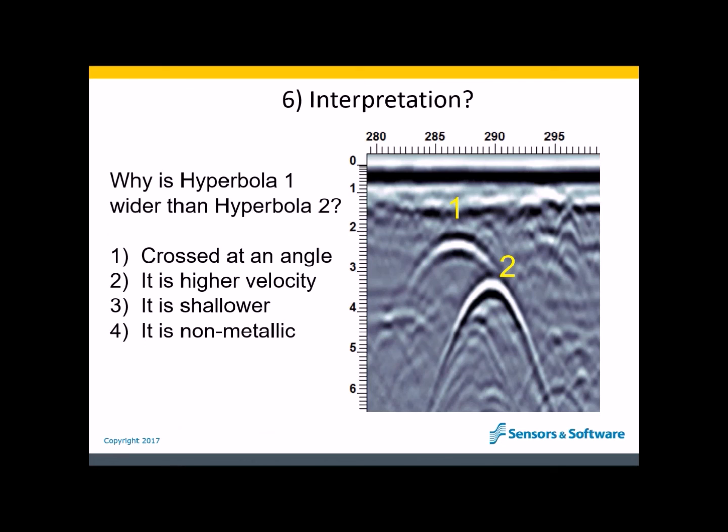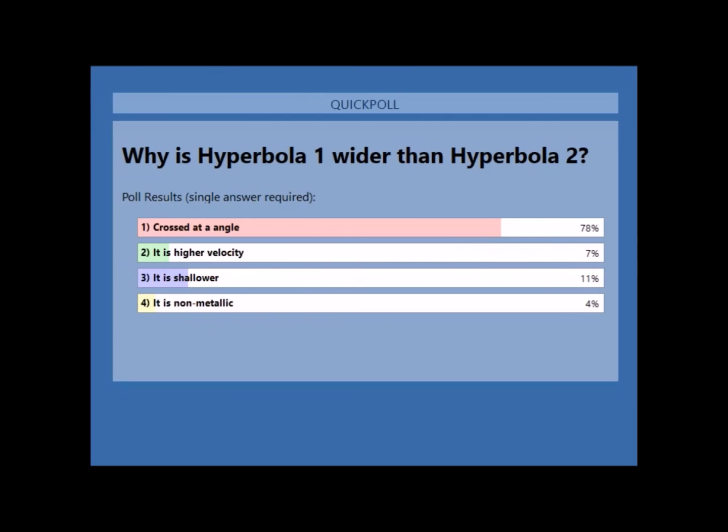Okay. Why is hyperbola 1 wider than hyperbola 2? All right, let's share that. And here's what we've got. So the correct answer is that it was crossed at an angle. And that's why. Remember that when we cross a linear object at an angle, the hyperbola tends to get broader. And let's see, 78% of you got that correct.